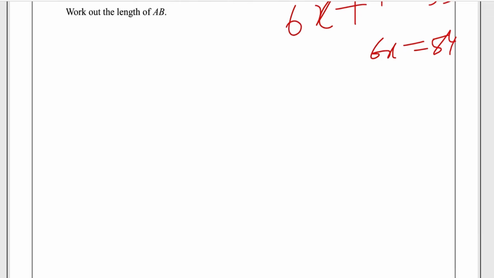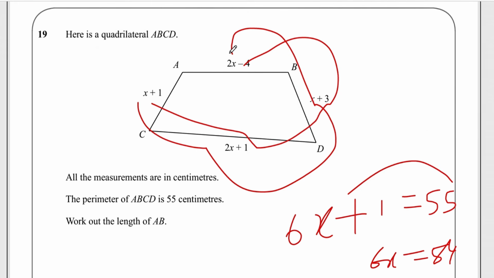Okay, so if x is 9, what is length AB? Length AB is 2x minus 4. Okay, mind you, we got x as 9. So 2 times 9 minus 4. 2 times 9 is 18. 18 minus 4 is 14. So AB is clearly 14 centimeters.